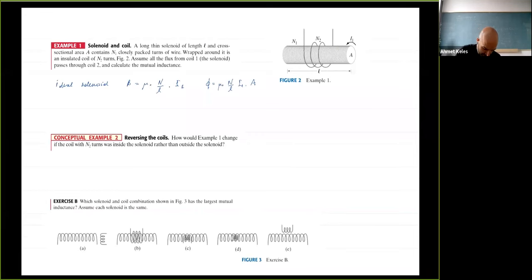Then we can do the derivative. D phi, this is in the loop one actually, right? This is B1, flux one, this is area one. D flux one dt is equal to mu zero N1 over L. The only thing that depends on time is the current. Di1 over dt times area, right? And the induced EMF is minus d phi 2 dt, but we assume all the flux from the first one passes through the second one, so this thing is equal to this one, right?